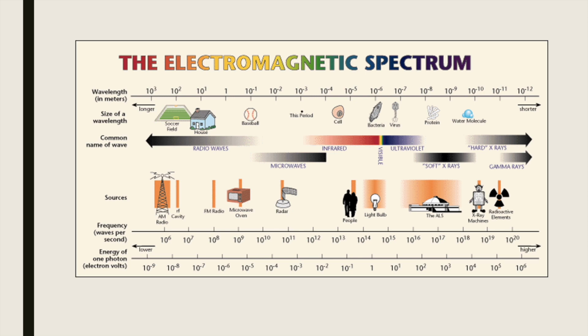And then the next line down there you can see is frequency. Again, the waves with the lowest frequency are radio waves. So radio waves have the longest wavelength, the lowest frequency, and they carry the least amount of energy. On the other hand, gamma rays on the far right have the shortest wavelengths and the highest frequencies, and they carry the most energy.